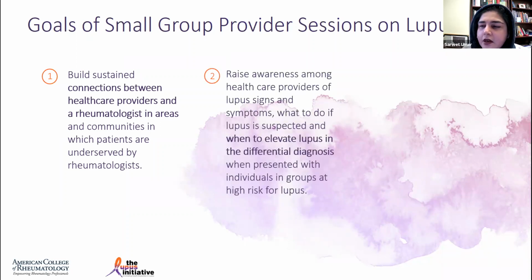So we want to raise awareness about lupus, because lupus is a great mimicker with B symptoms or constitutional symptoms. We want to start recognizing when we should elevate lupus in our differential diagnosis, especially in high risk groups.